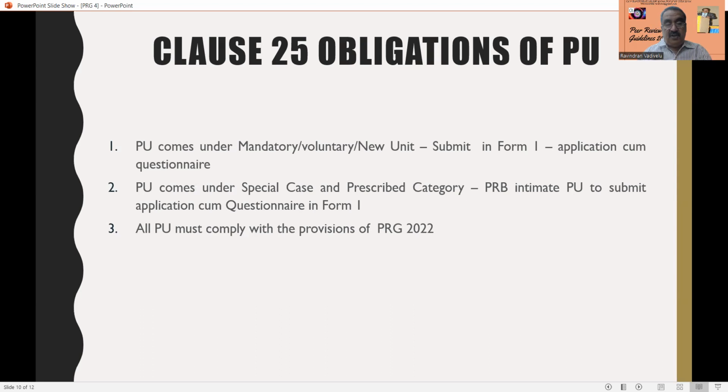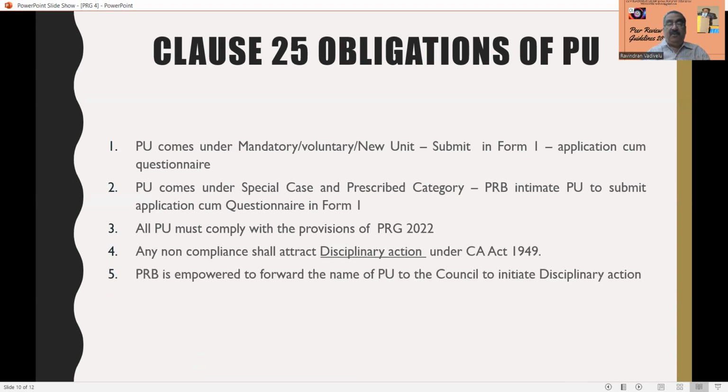Then all the practice units must comply with the provisions of the peer review guidelines of 2022. That is our practice unit. They have to follow the peer review guidelines of 2022. Any non-compliance of peer review procedures, peer review guidance, and peer review directions shall attract disciplinary action from the ICAI under the Chartered Accountants Act of 1949. So compliance is a must for every practice unit under the peer review guidelines of 2022. If it is not followed, then disciplinary action will be attracted as per the provisions of the Chartered Accountants Act of 1949.